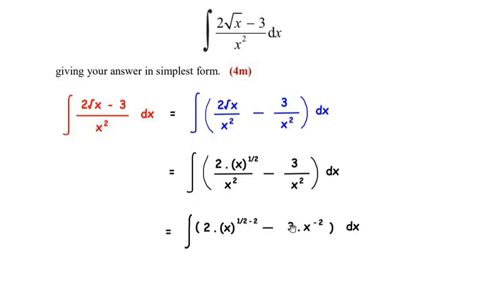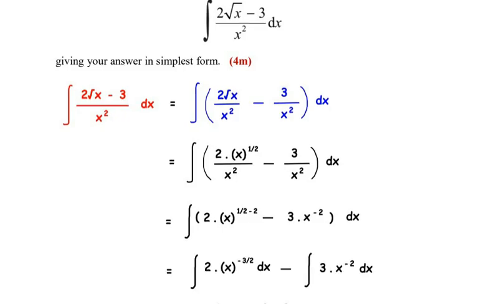Now let us integrate the terms independently. Integration of 2 times x to the power of, now 1 over 2 minus 2 gives us minus 3 over 2, dx. So we have expanded this integration, minus integration of 3 times x to the power of minus 2 dx.